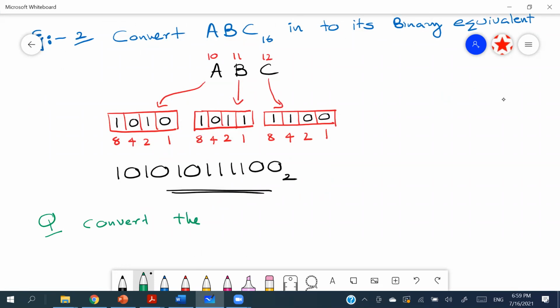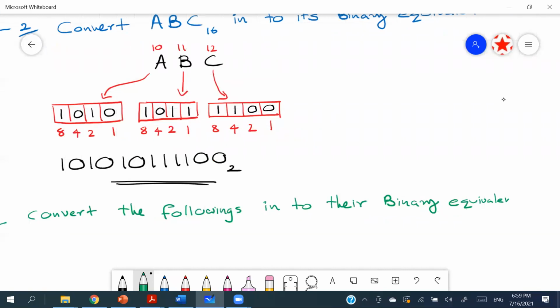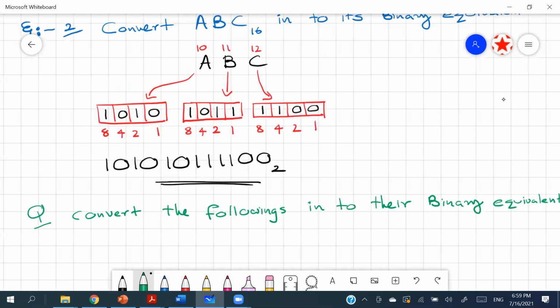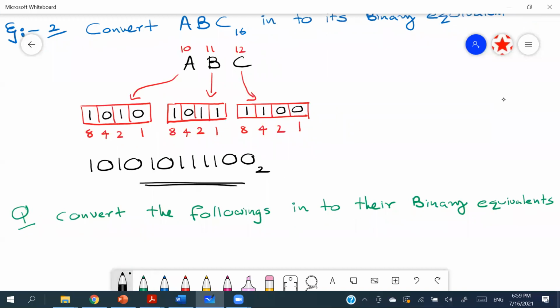Convert the followings into their binary equivalence. Right, from number 1, it's going to be 127 in octal.